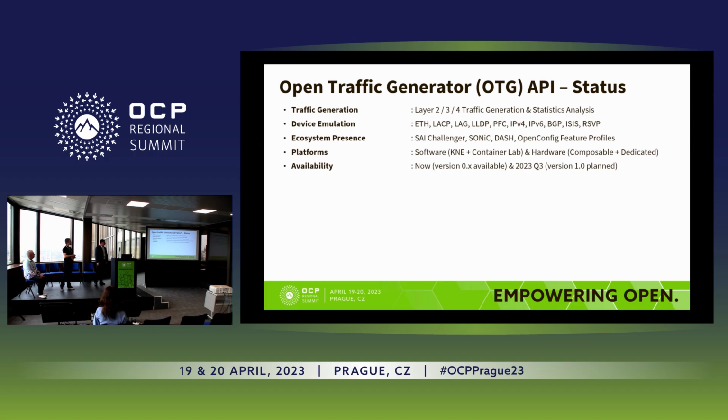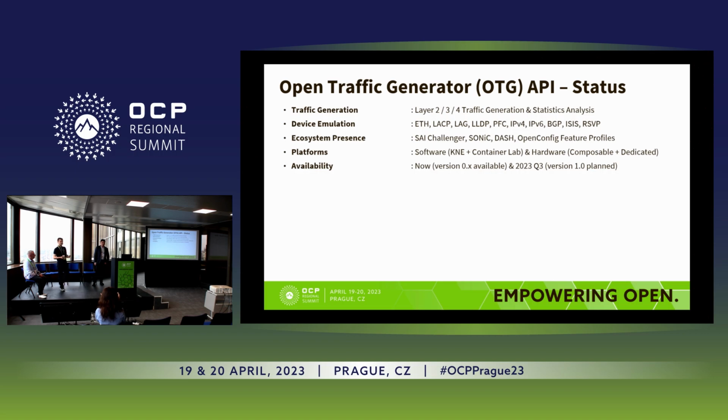And OTG is already adopted in multiple ecosystems, in multiple open source ecosystems. Some examples: SAI Challenger, of course, that Andriy has been describing, but also in SONiC, in DASH, and in OpenConfig feature profiles. So these are some of the ecosystems that are using OTG for network testing.